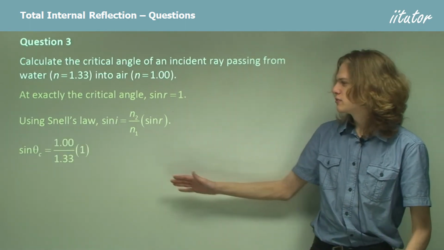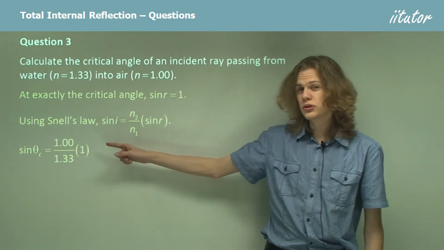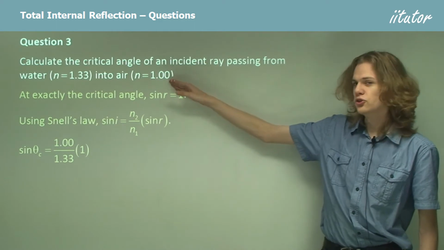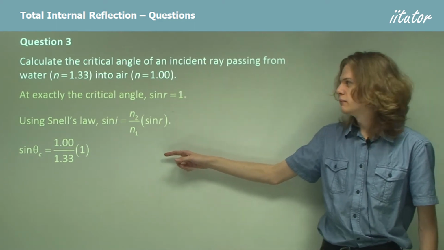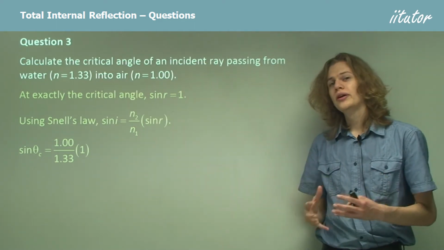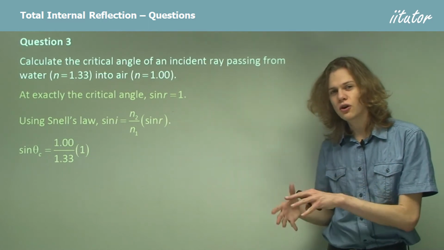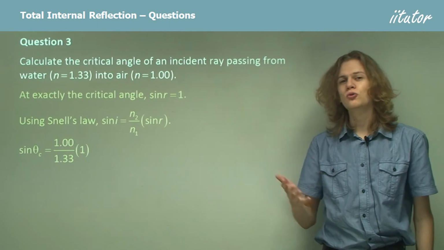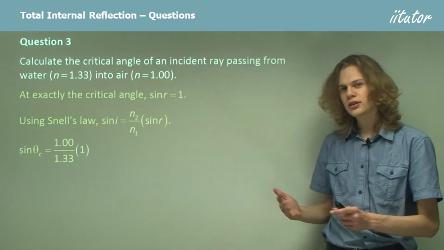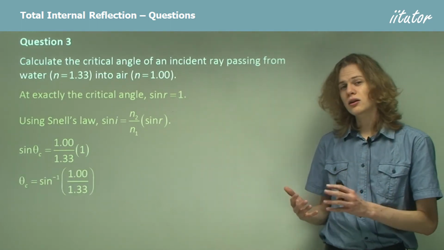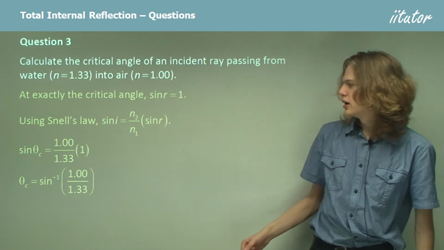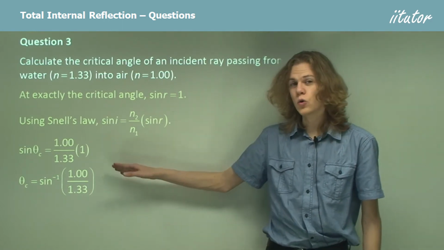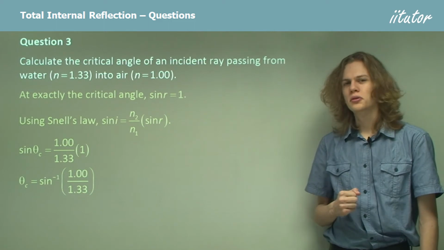We have the sine of the critical angle equals 1.00, that is, our n2, over 1.33, n1. Remember that water is n1 because we start off in the high refractive index and we try to pass into the low refractive index. Rearranging this, we need to set the critical angle to the subject of the equation. We end up with the inverse sine of 1 over 1.33.